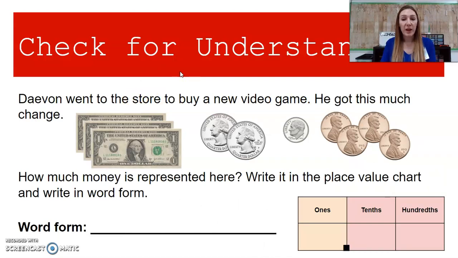Devon went to the store to buy a new video game. He got this much change. How much money is represented here? Write it in the place value chart and write it in word form. Go ahead and pause the video.